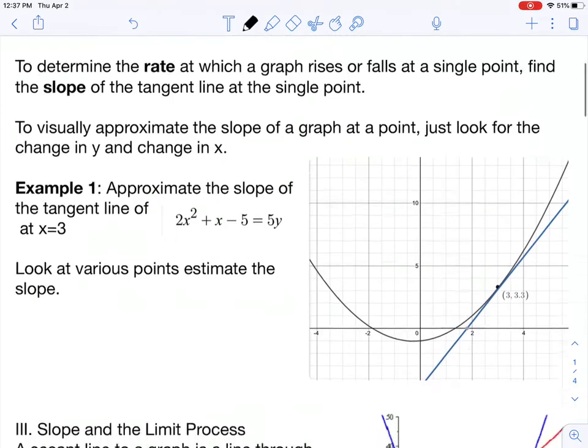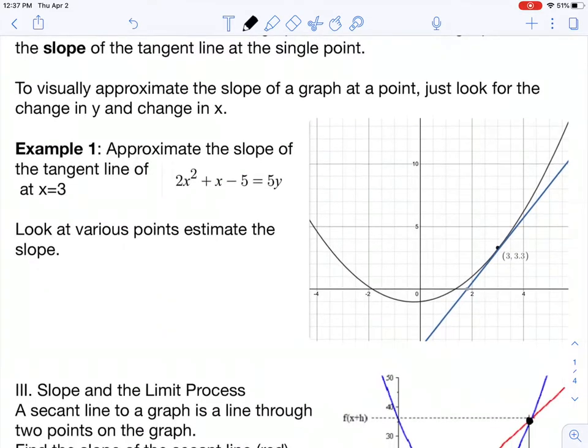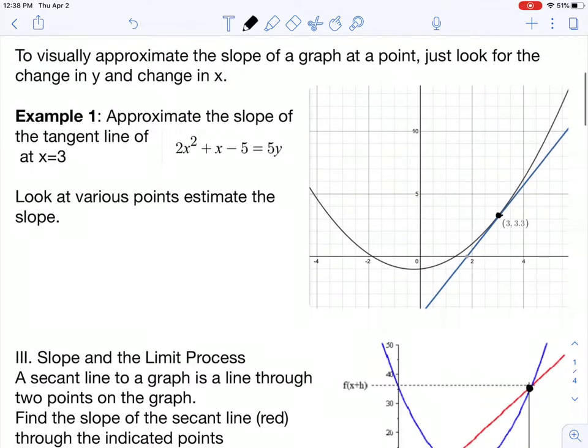So let's visually approximate the slope of the tangent line to this parabola at the point x equals 3. So you can see we have the point x equals 3 there, and the y value is 3.3. And then we look for another point to help us to estimate the slope. And I look for a nice solid point. Let's say this one right there.